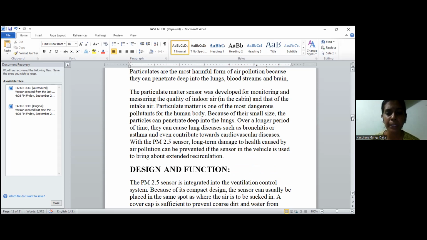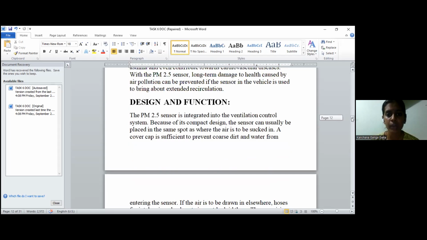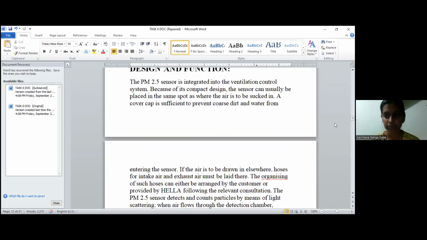So long-term damage to people's health, which is caused by air pollution, can be prevented if the sensor is used in some vehicles or any outdoor applications, etc. So how is it designed and what is its function? It is designed to have a detection chamber in it.